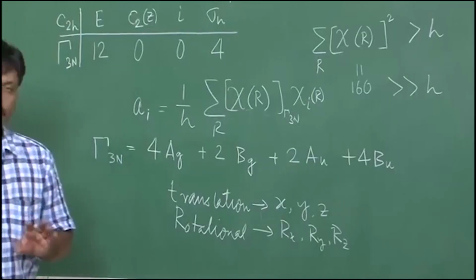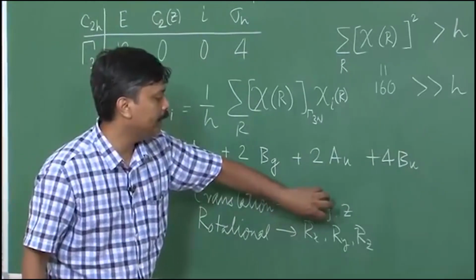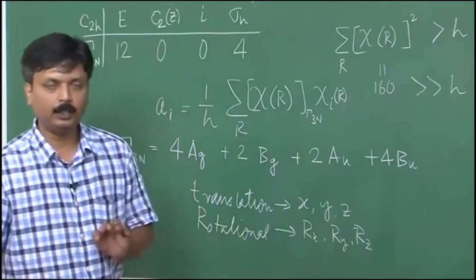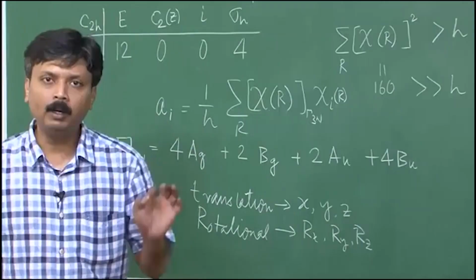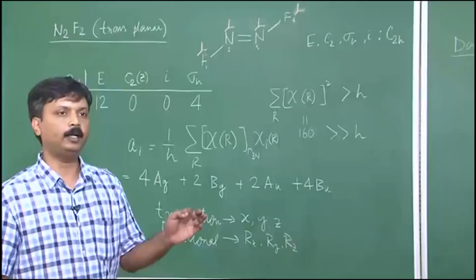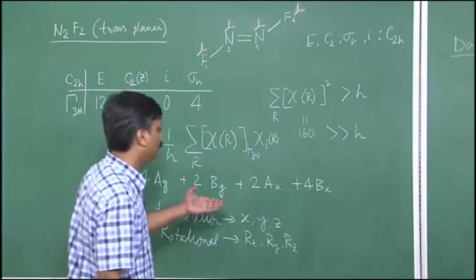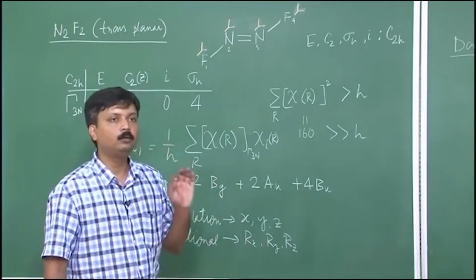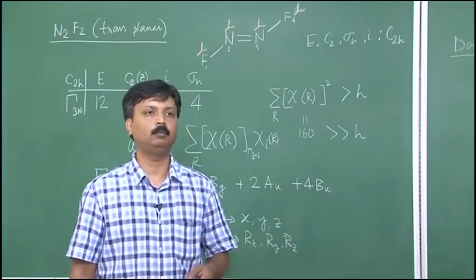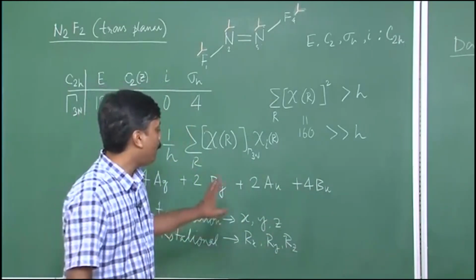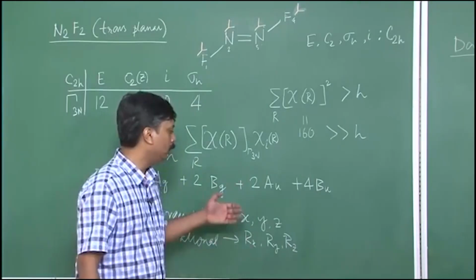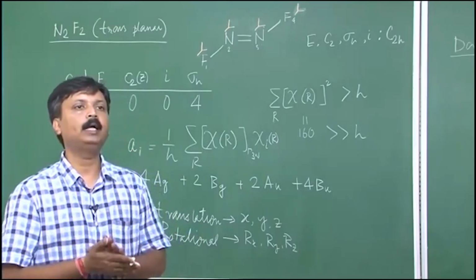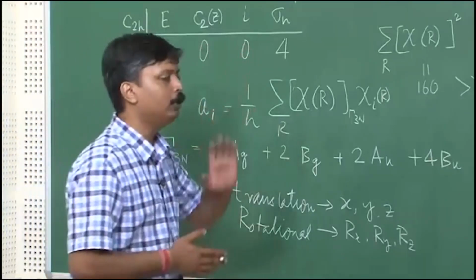So what I can do, I can take this x, y, z or Rx, Ry or Rz individually as my basis function, form a representation, and then find out which particular irreducible representation that is, and assign it to a particular translational mode or rotational mode. On the other hand, easily what I can do without taking the trouble of forming the representation, we can just take the help of the character table of this particular point group C2h.